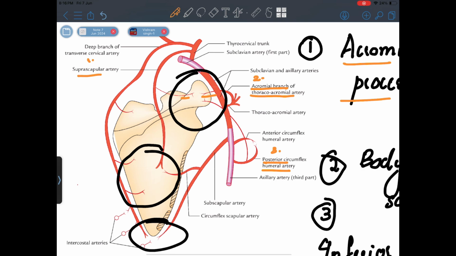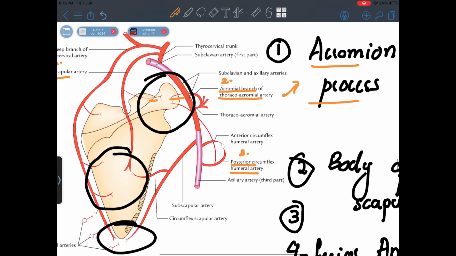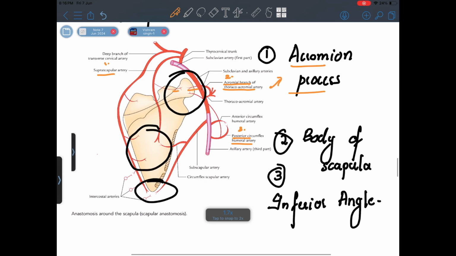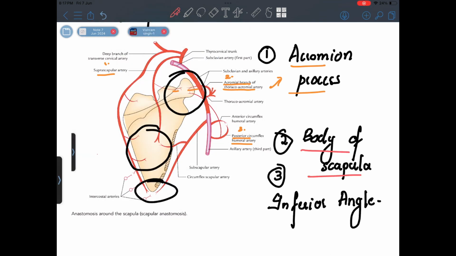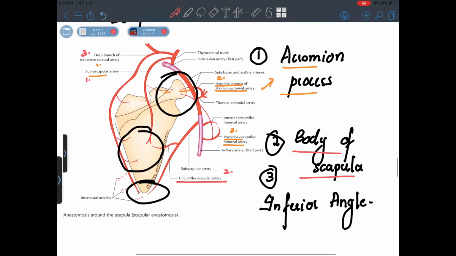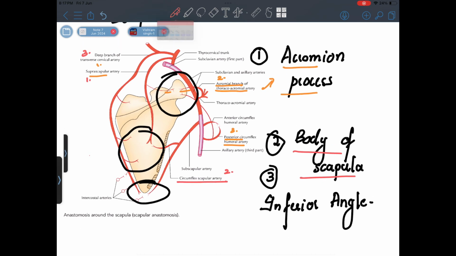Now, over the body of the scapula, what are the branches? We have the circumflex scapular artery. This is a branch of the subscapular artery. We have the suprascapular artery again. And we have the deep branch of the transverse cervical artery. So we have the suprascapular artery, circumflex scapular artery, and the deep branch of the transverse cervical artery.